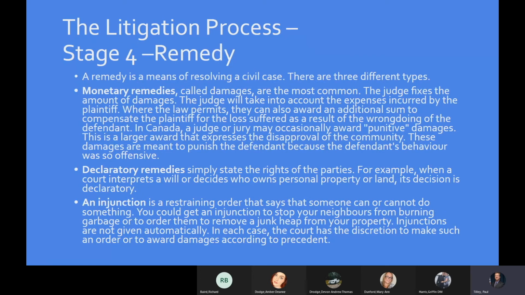So an injunction is given by the court, and it defines what you can and can't do, what you should or shouldn't be doing. Court cases involving strikes, for example, grant an injunction to stop the strike or to stop the picket line.